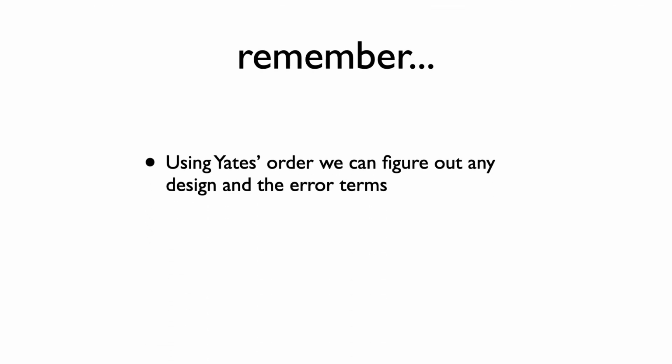So remember, using Yates order, we can figure out any design and its error terms. This heuristic, it's actually more of an algorithm when you think about it. You should be able to solve these things pretty easily. And the nice thing is, if you're doing it on the final exam, you have 2 hours, you'll be done. Get those questions done, do the other stuff, and come back to them and do it backwards.